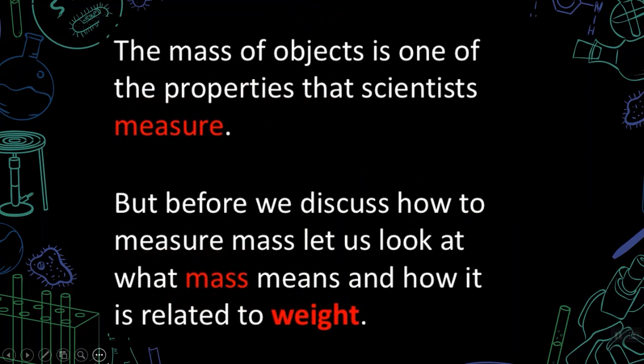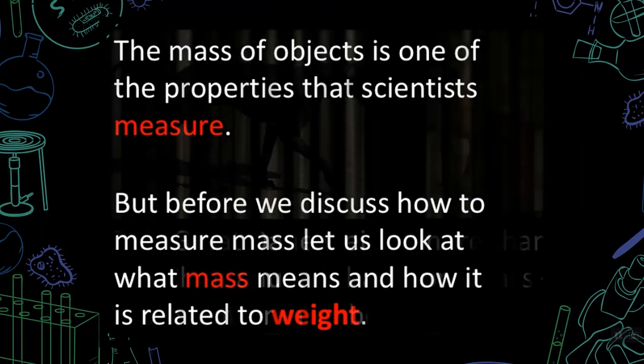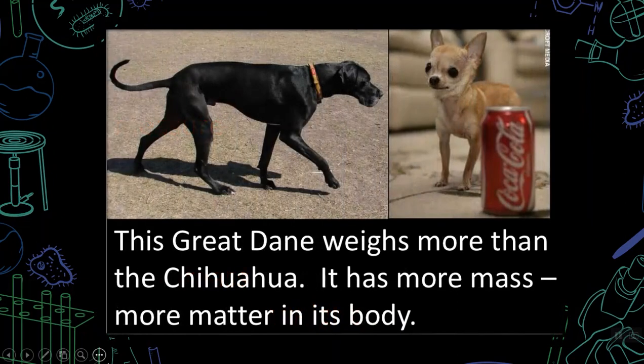The mass of objects is one of the properties that scientists measure. But before we discuss how to measure mass, let us look at what mass means and how it is related to weight. Look at this dog. Guys, I love dogs. Look at this Great Dane, and look at this Chihuahua. It's hard to pronounce, Chihuahua. This Great Dane weighs more than the Chihuahua. It has more mass, so more matter in its body.